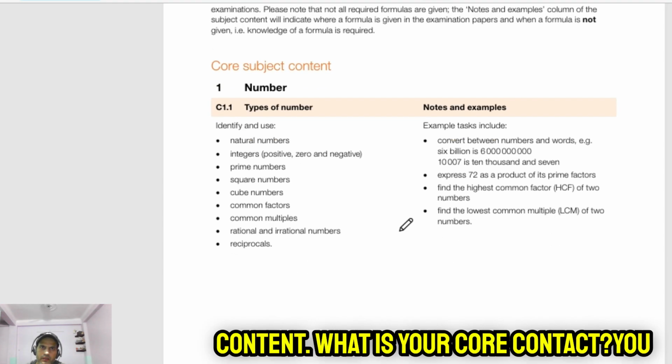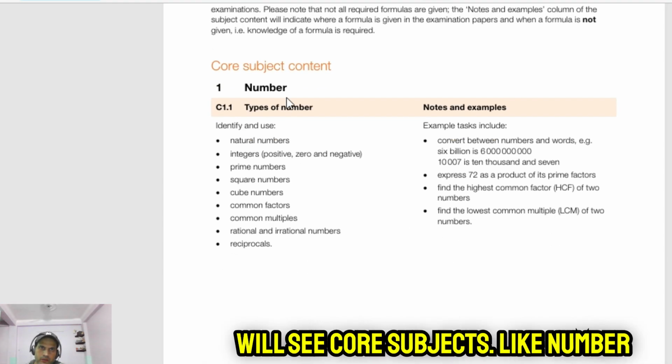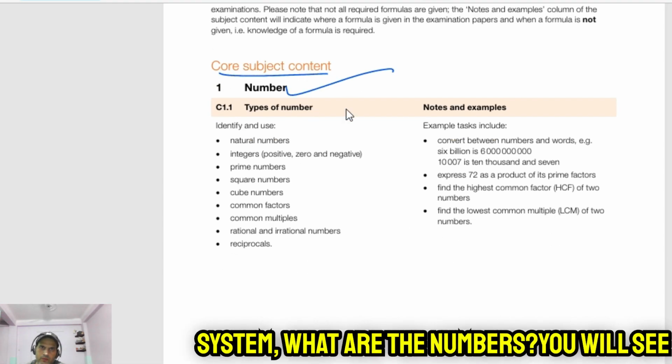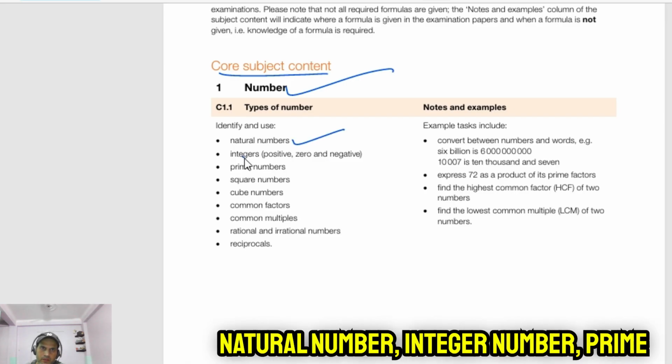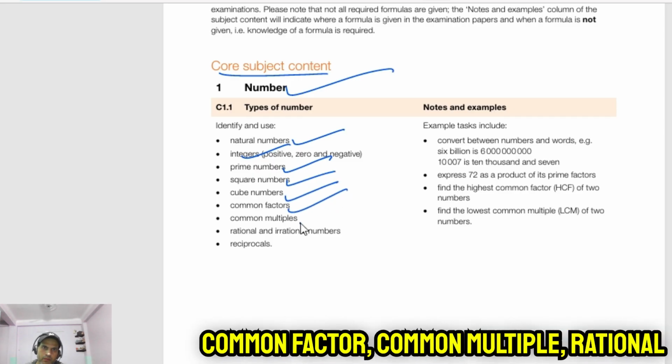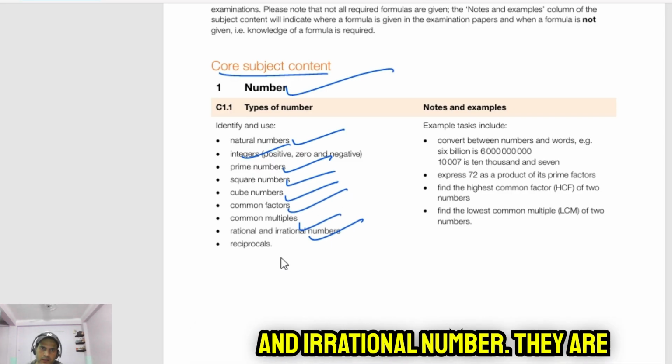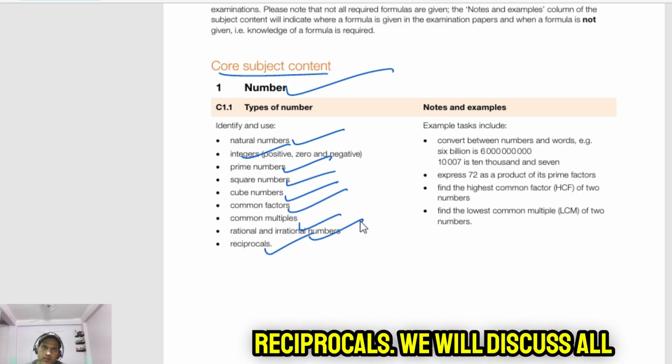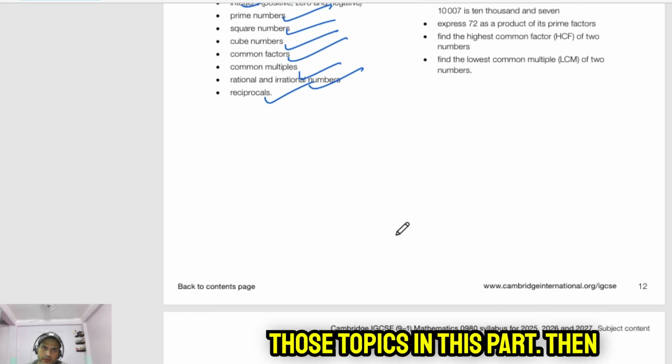What is the core content? You will see core subjects like the number system. What are the numbers? You will see natural numbers, integers, prime numbers, square numbers, cube numbers, common factors, common multiples, rational and irrational numbers, and reciprocals. We will discuss all those topics in this part.